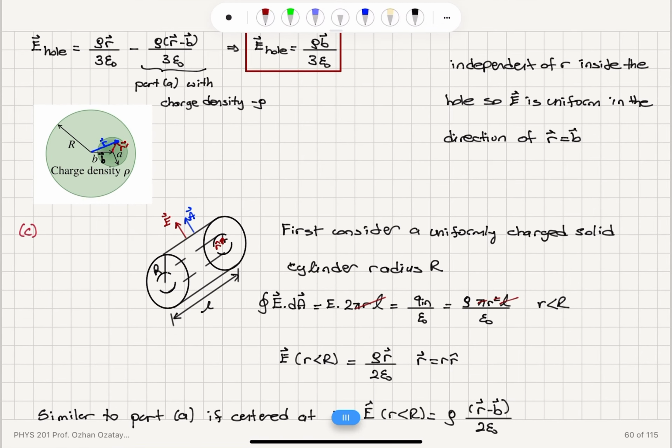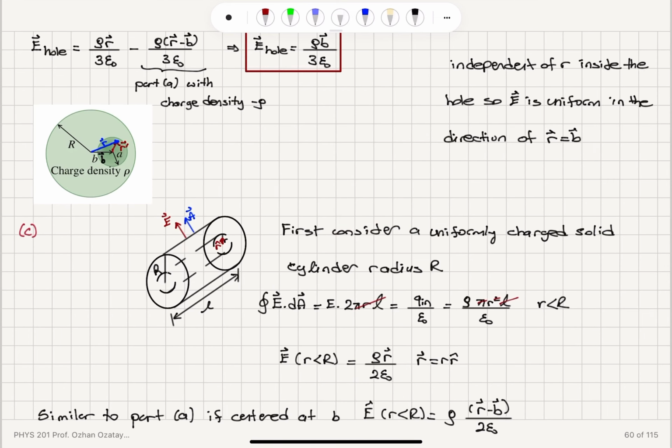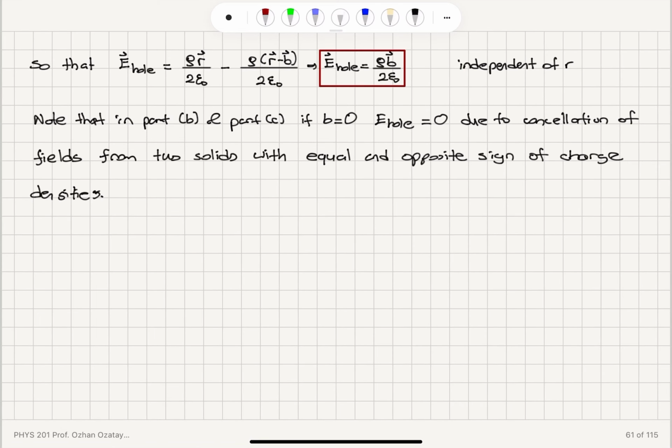If it is centered at r equal to b, instead of rho r over 3 epsilon 0, I had rho (r minus b) over 3 epsilon 0. Here I have rho (r minus b) over 2 epsilon 0 for the cylinder case. Now, if it has a hole centered at b, radius a, it's rho r over 2 epsilon 0 minus rho (r minus b) over 2 epsilon 0. I find the electric field inside is uniform again. It's rho b over 2 epsilon 0.